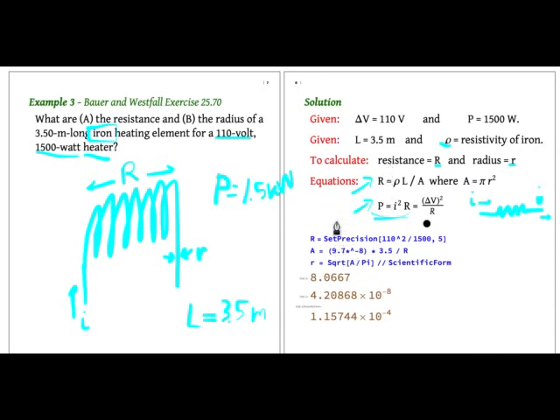Here's a little computer program to do the calculation. The first thing we can calculate is the resistance using this equation. The resistance is delta V squared over the power. So the resistance is delta V squared, that's 110 squared, divided by the power, that's 1500. And that gives you the answer, 8.07 ohms.